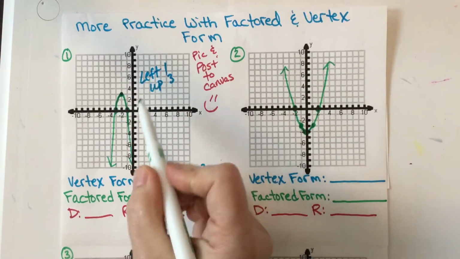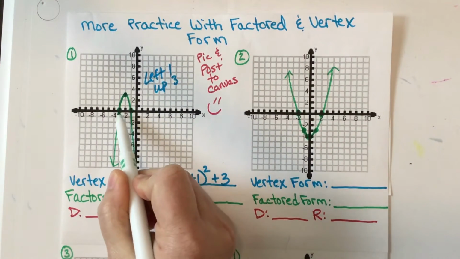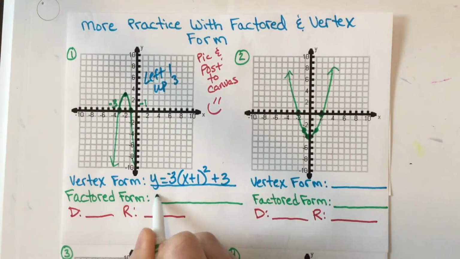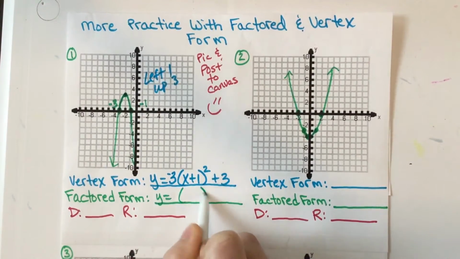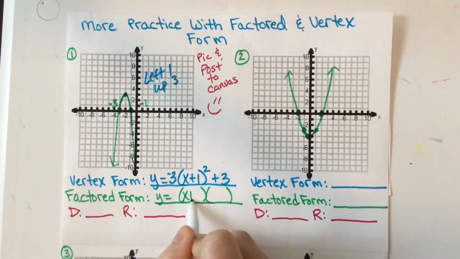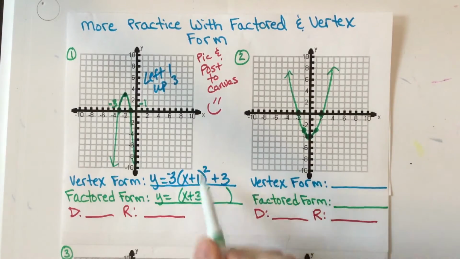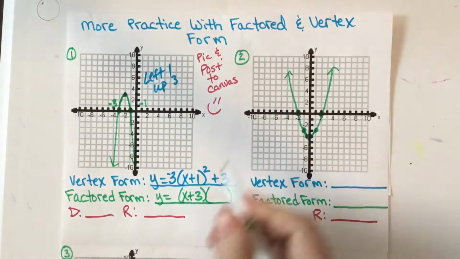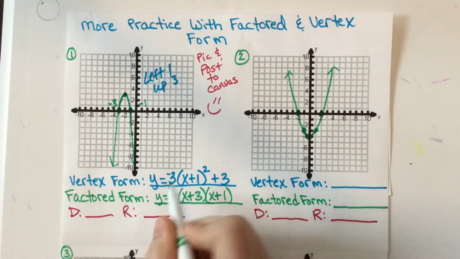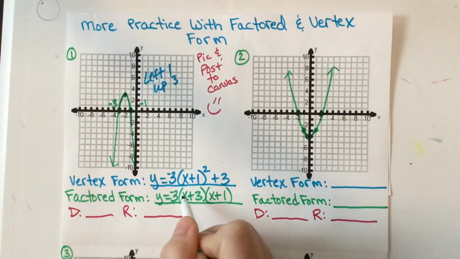Factored form. That's where the graph touches the x-axis. It touches at -3 and it touches at -1. So since it touches the x-axis twice, I have 2 factors. Since it touches at -3, that factor is going to be x plus 3. Remember, it's going to be opposite sign. And since it touches at -1, that factor is going to be x plus 1. And my A is still going to be a -3.